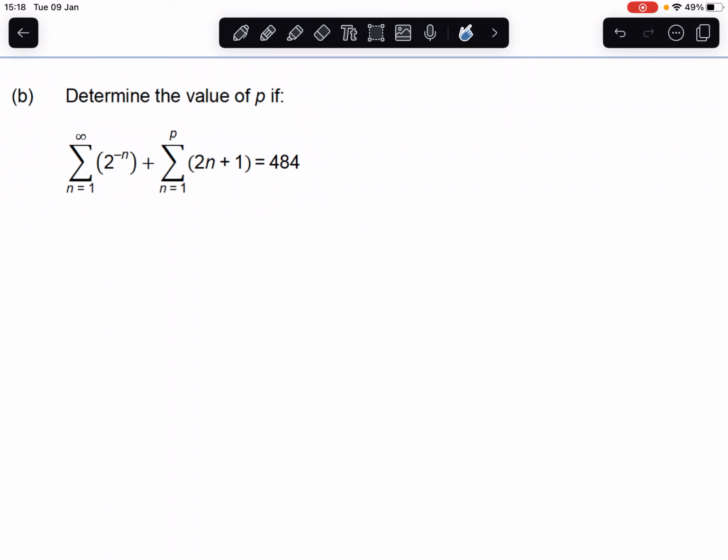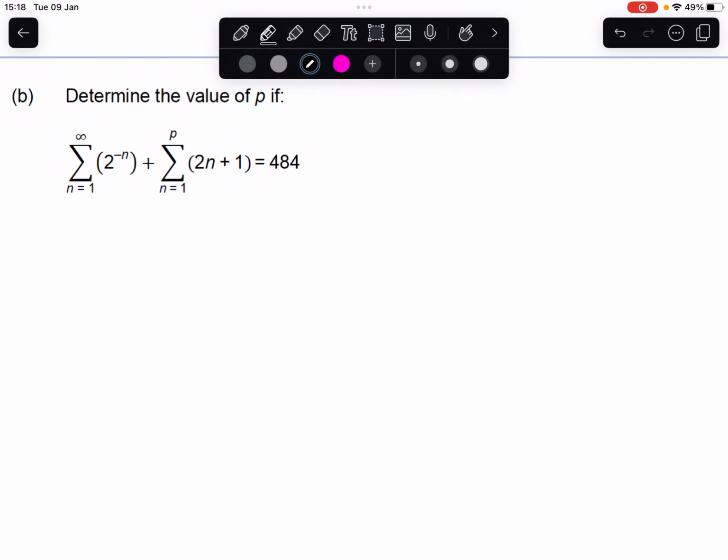Okay, so the first thing that stands out for me is this first term on the left hand side, this sum to infinity, because a sum to infinity is just a number. So if we can simplify that term to just a number, then all we're left with is, I think, probably an arithmetic series. So let's see if we can simplify that first term.